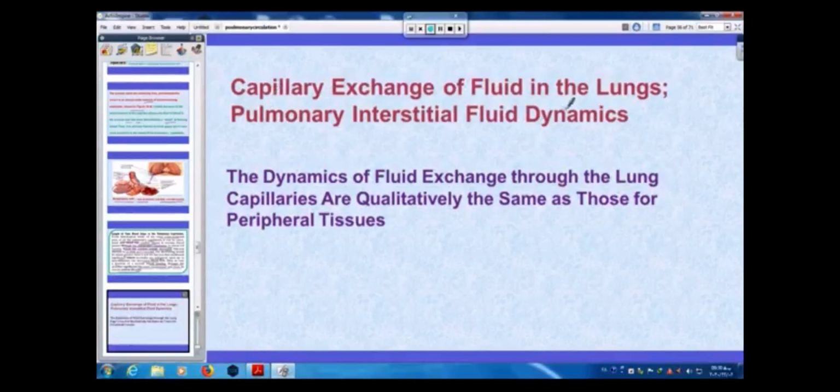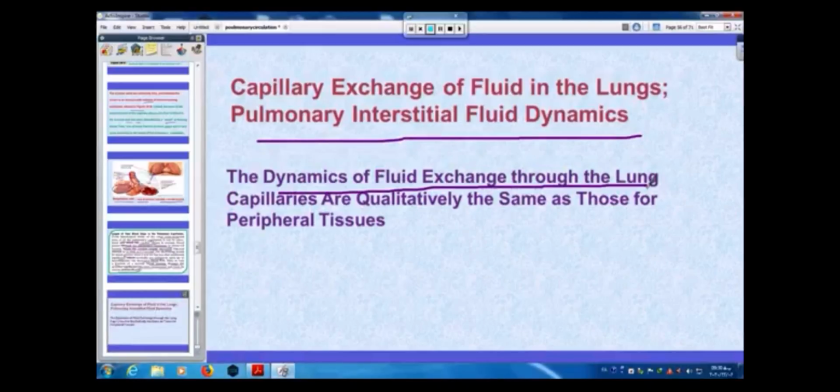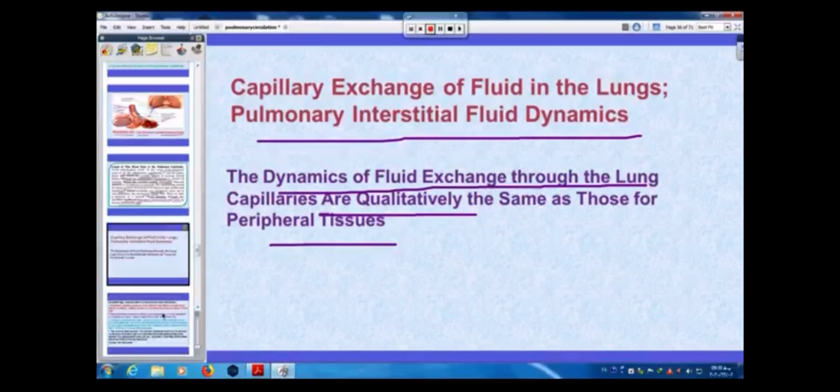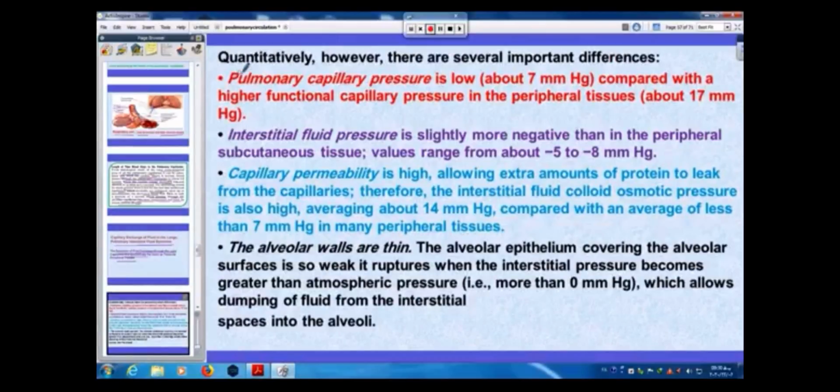Capillary exchange of fluid in the lungs, pulmonary interstitial fluid dynamics. The dynamics of fluid exchange through the lung capillaries are qualitatively the same as those for the peripheral tissue. Quantitatively, however, there are several important differences.